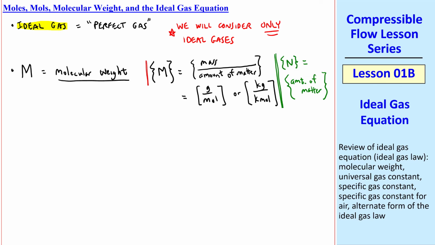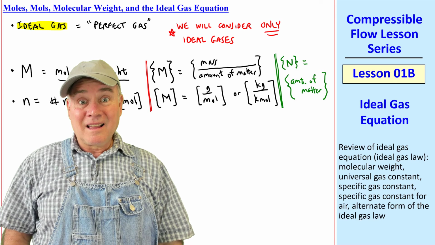The units of molecular weight are typically either gram per mole or kilogram per kilomole. We'll use lowercase n as the number of moles. The units of n are mole.